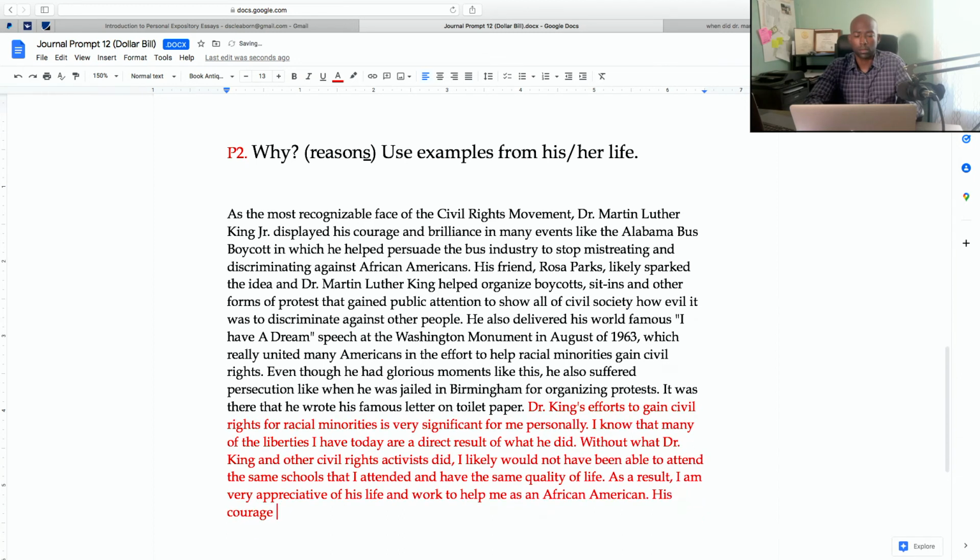His courage and willingness to endure hardship, even to the point of his death, is something that I still think about. It gives me great respect for him and a desire to be like him.